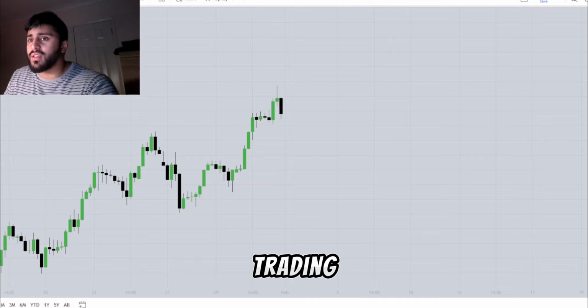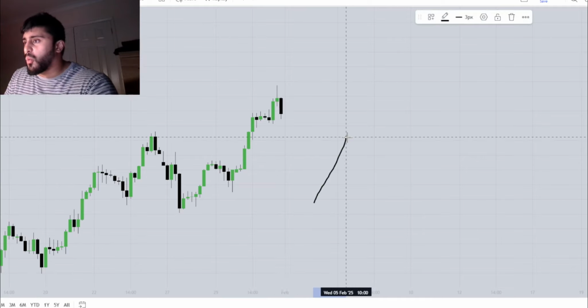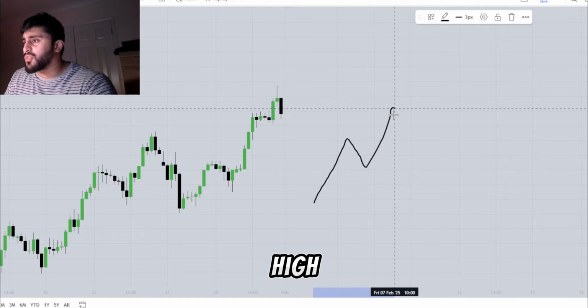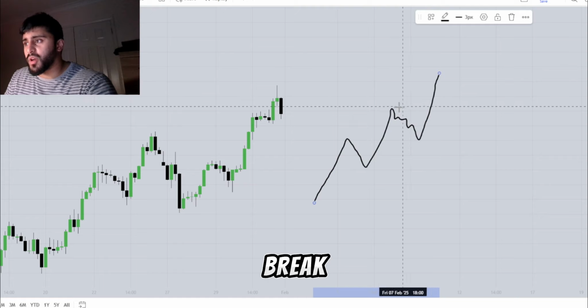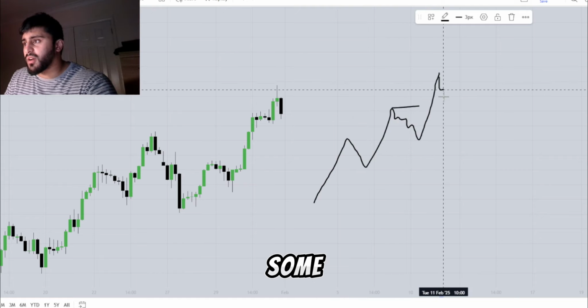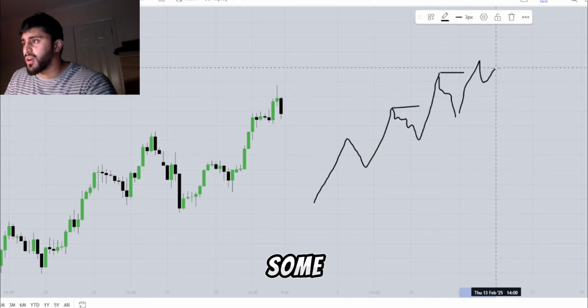Whenever you're trading on the higher time frames going down to lower time frames, when price gives us a high, we expect some kind of a pullback. Then price makes a high, we break structure over here, then we see some kind of a pullback. Then we break structure over here again, and we see some kind of a pullback.